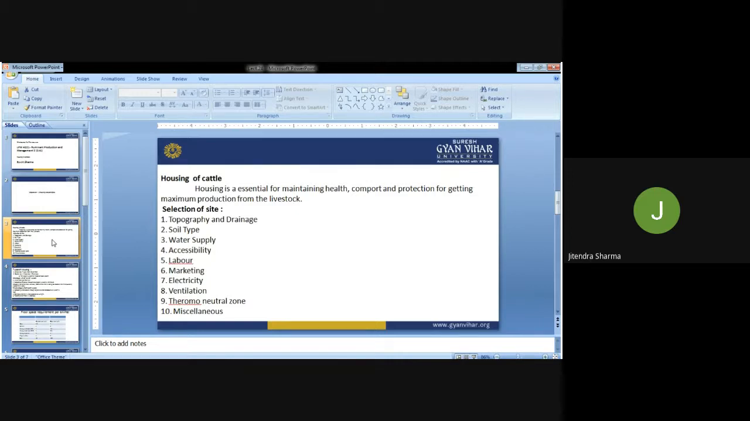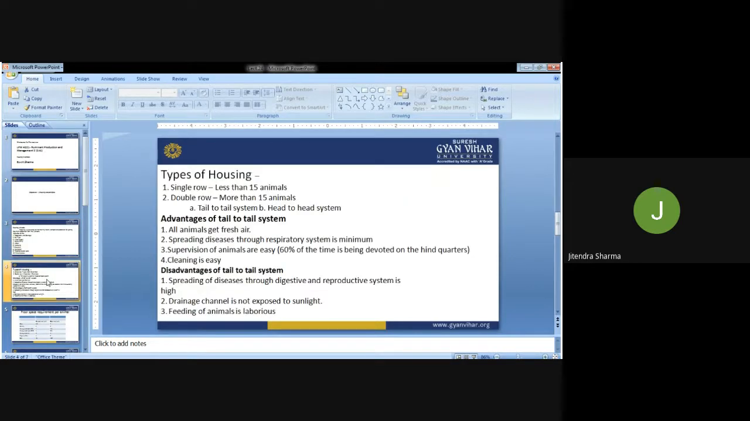Then the thermoneutral zone. Yes, of course, the area where we have a temperature of relatively 25 to 35 degrees centigrade, and we are maintaining 50-60% humidity, then the area will be treated as suitable. And there are also other things that are very important: on the basis of the animals, whatever particular specification is given by the specialist, we have to follow. These are the basic things that we have to keep in mind while we are designing the cattle shed or cattle housing.